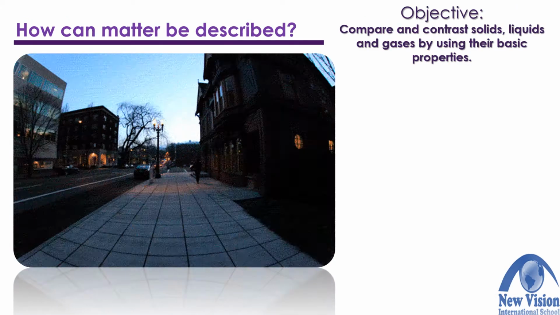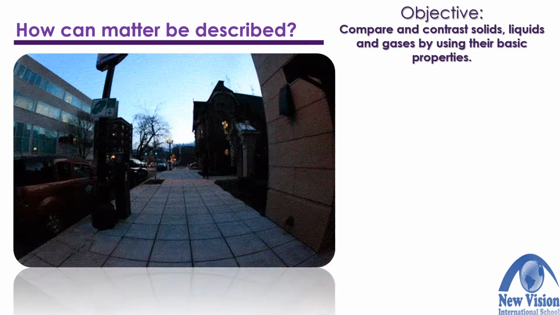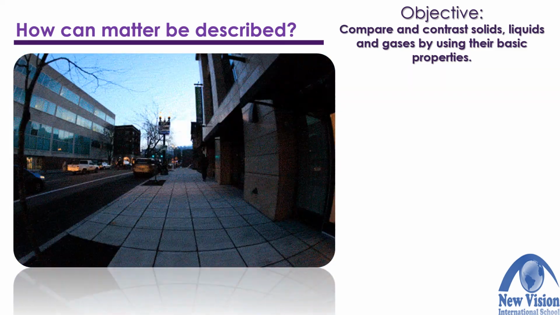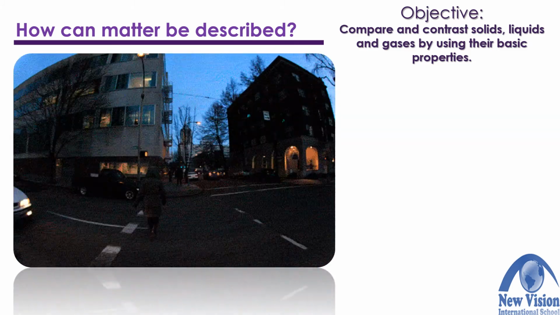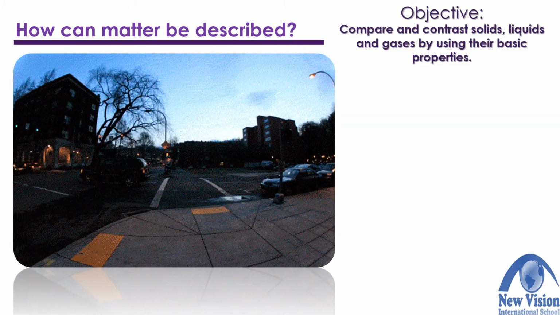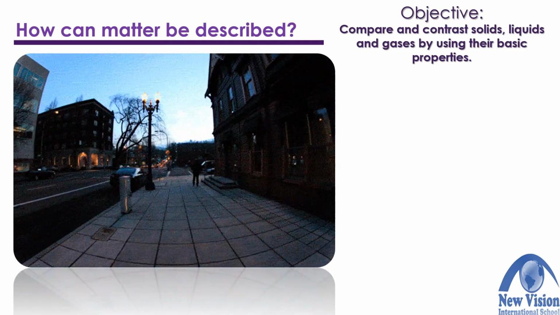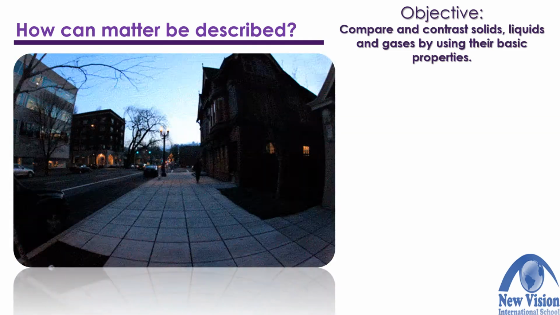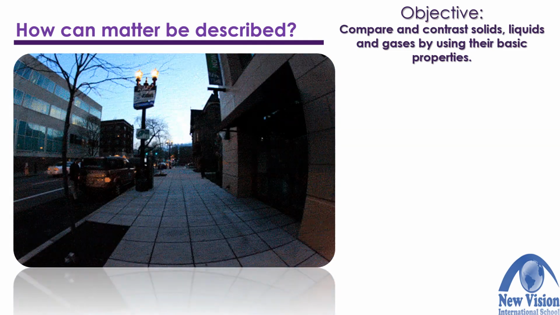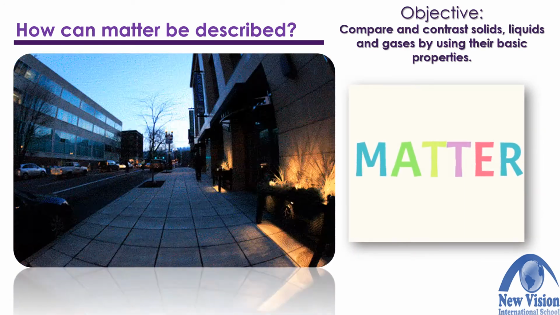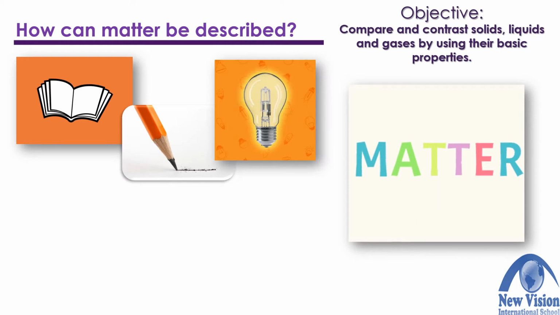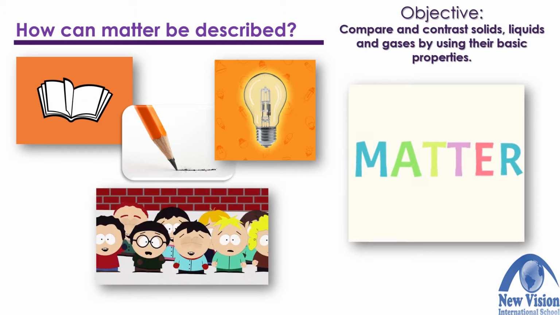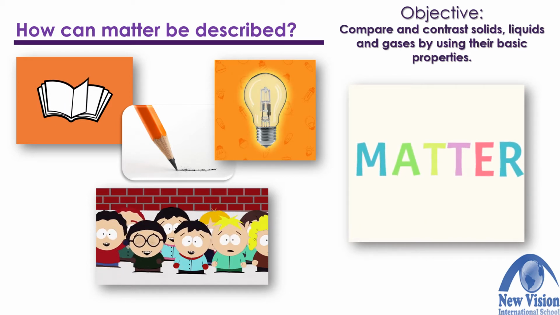If you look around you, you can see many things. Think about how you describe these things. What do you think they have in common? You may be able to think of their similarities, but one key similarity is that they are all matter. Your book, your pencil, the light bulb, even you are matter. But how can we describe matter?